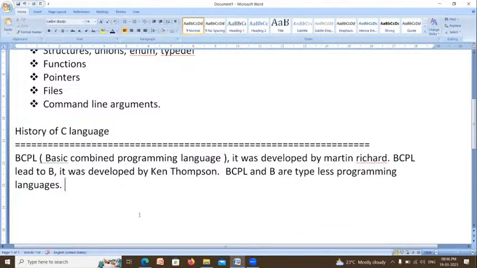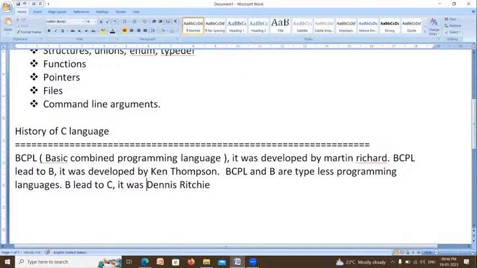Then there is a person called Dennis Ritchie. He developed a new programming language which supports data types and named it C. What is the next language after B? He named it C. B led to C. From the B language, the C language was developed.